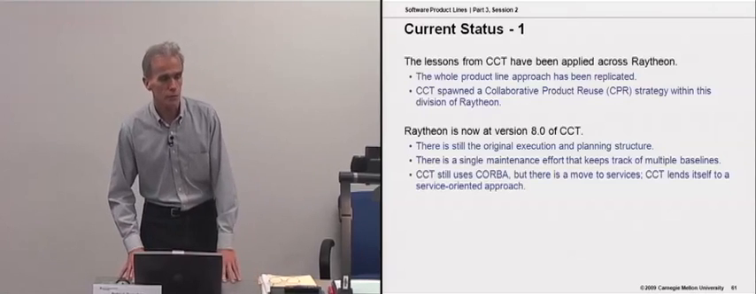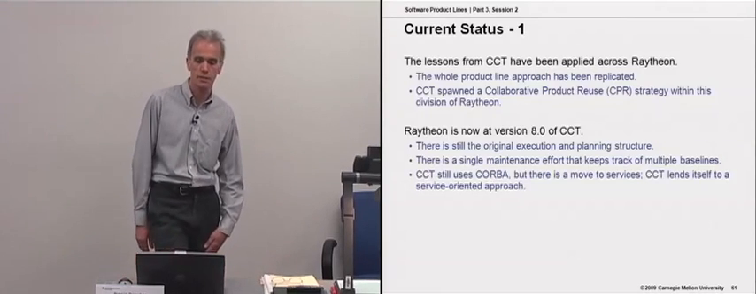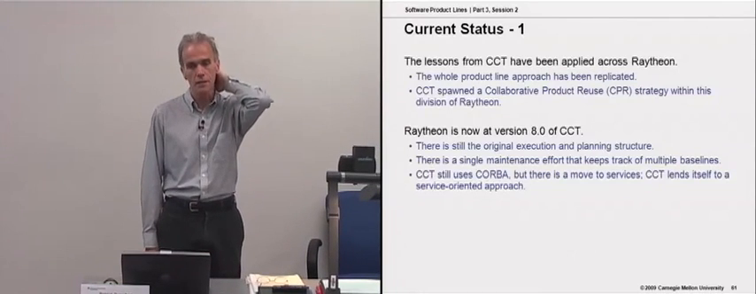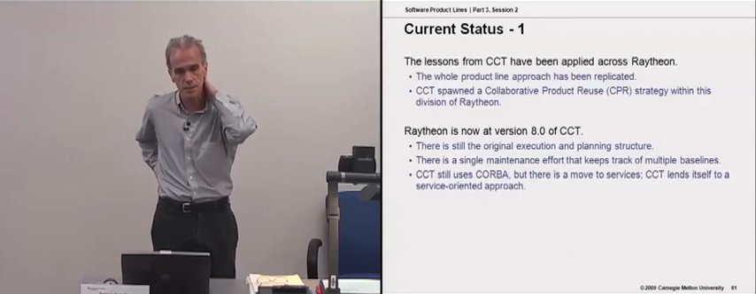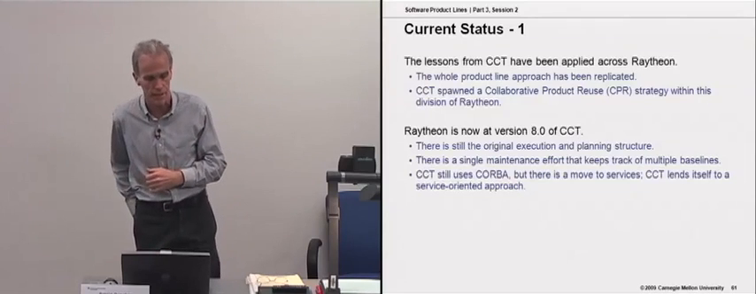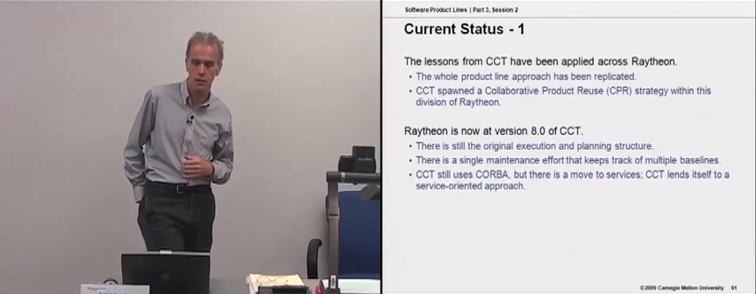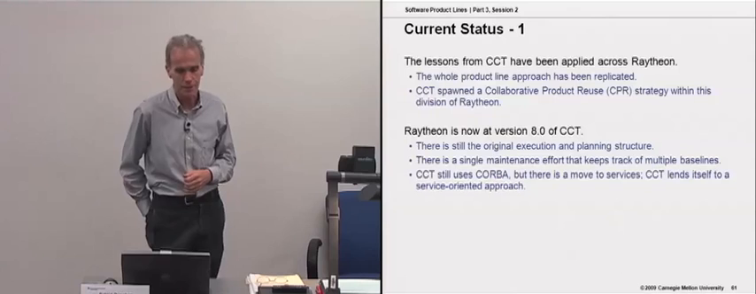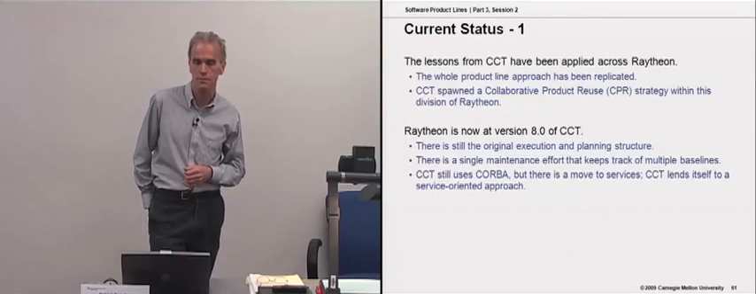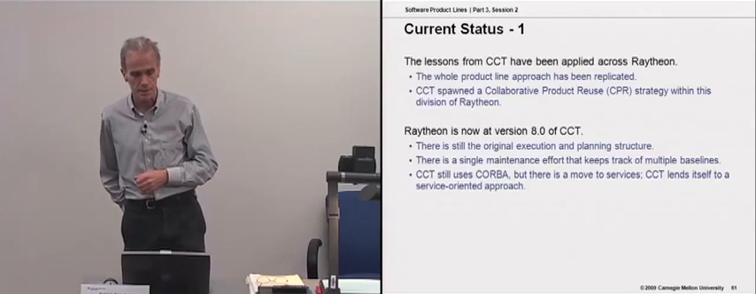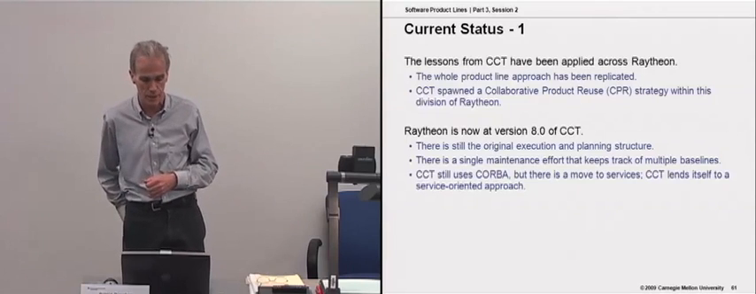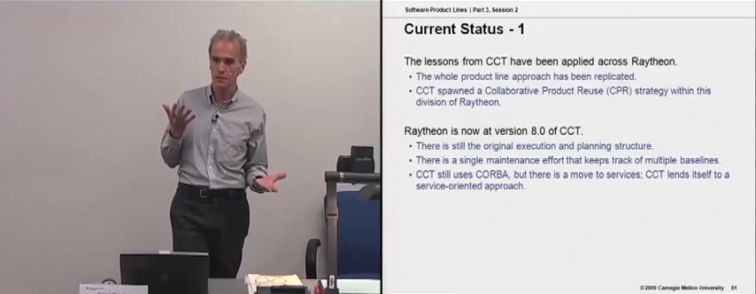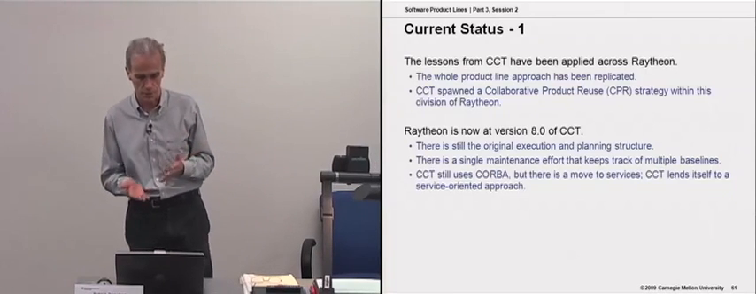So where are they now? We don't have as much information as we would like in this particular case study. We do know that this whole CCT product line approach has been replicated across Raytheon and has spawned this CPR, Collaborative Product Reuse effort within Raytheon. The CCT asset base is now at version 8. There's still the original architectural structure.